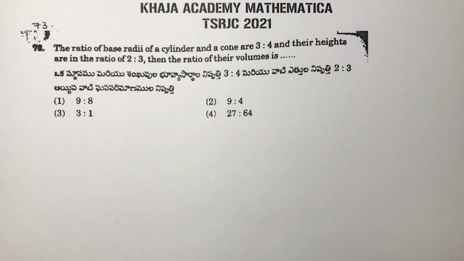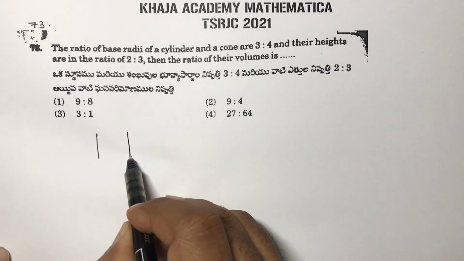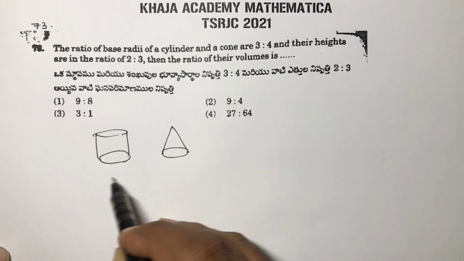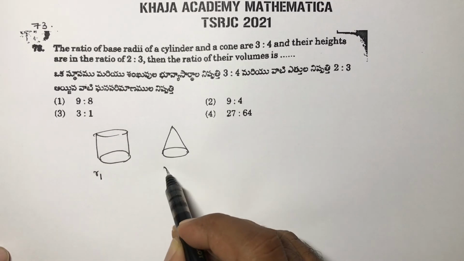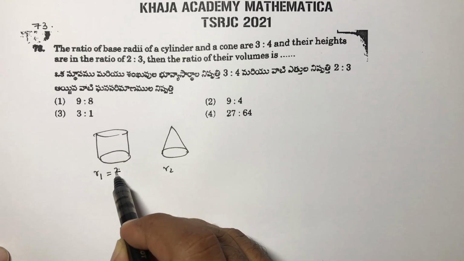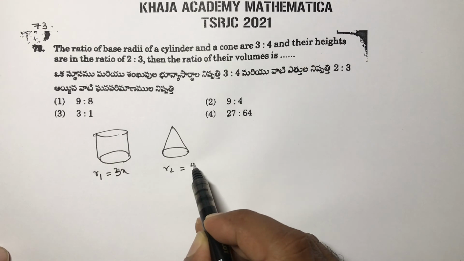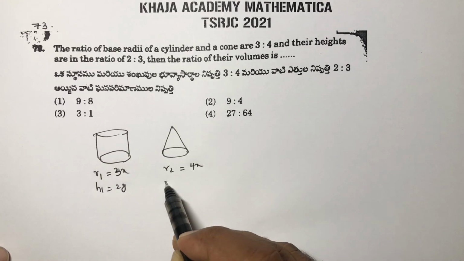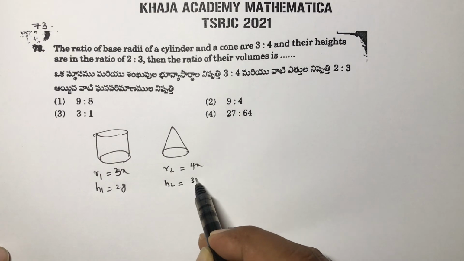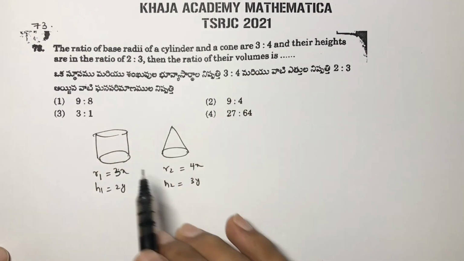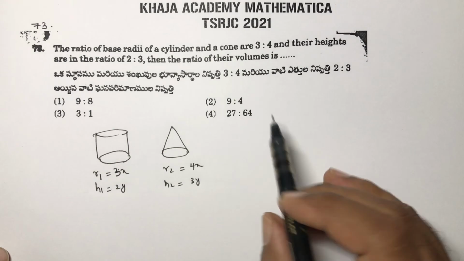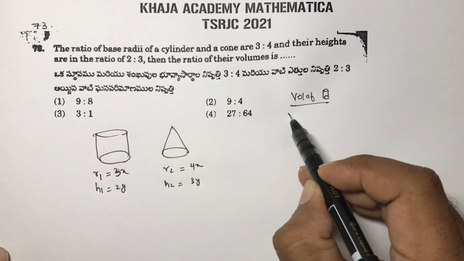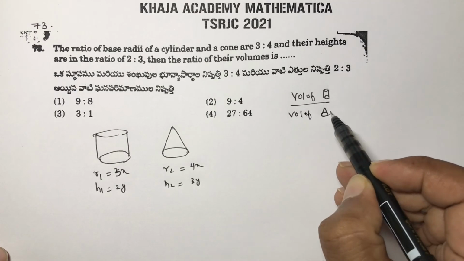The ratio of base radius of cylinder and cone. For the cylinder, R1 you can consider 3x, and for the cone R2 is 4x. H1 you can take 2y and H2 is 3y, because the ratios are 2:3 and 3:4. Fine. Now the ratio of their volumes: volume of cylinder by volume of cone.